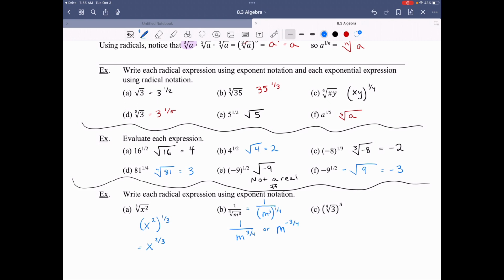All right, for C, you have the 4th root of 3 being raised to the 5th power. So the 3 does not have the 5th power, but I could rewrite it as 3 to the 1/4 raised to the 5th power. Then I can distribute this so that we have 3 to the 5/4. So that's how we go from a radical expression to exponential notation.